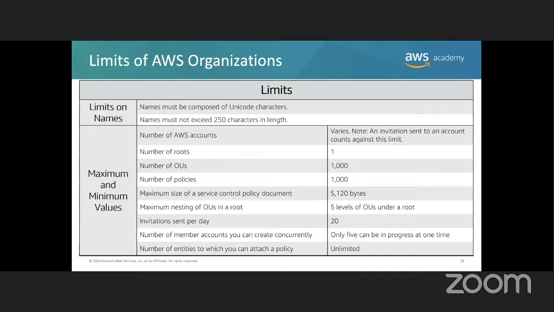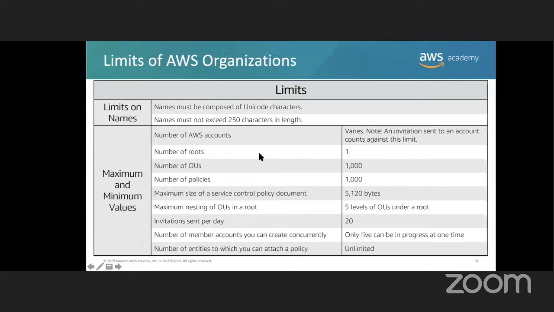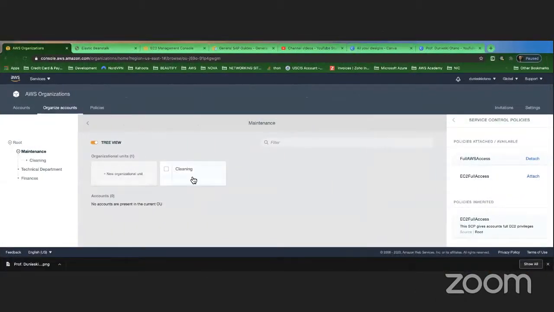So number of accounts, okay? So how does it work? An invitation will be sent to an account, and it counts against this limit, okay? You're going to say an invitation to an account. In this case, I have an organizational unit, but when I add the account members, I can send an invitation to another account that I have as well, right?